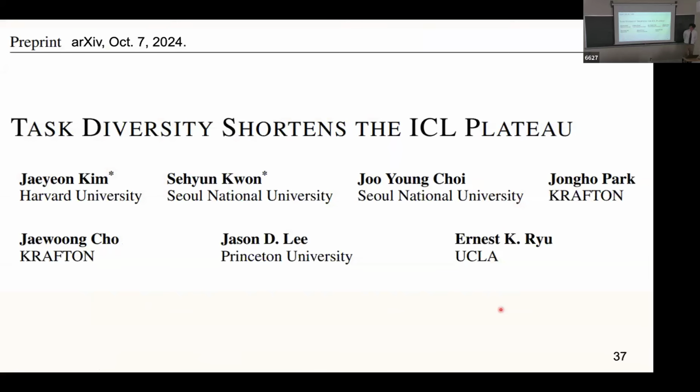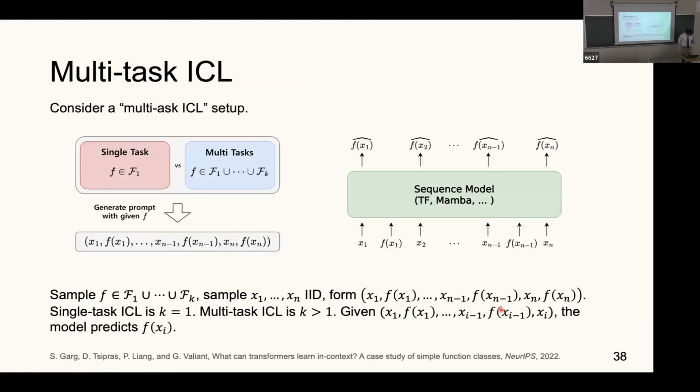Okay, so that's the prior work on in-context learning, and I want to share with you one result that we put out recently. It's titled "Task Diversity Shortens the ICL Plateau." What we'll consider is, instead of a single in-context learning setup, what we call the multitask ICL setup. Instead of having one task, we'll have multiple pools of tasks.